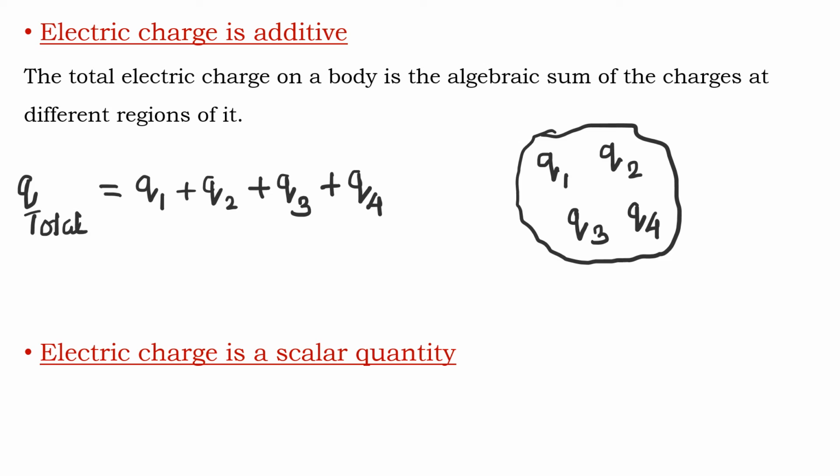Next property is that the electric charge is additive. That is, the total electric charge on a body is the algebraic sum of the charges at different regions of it.